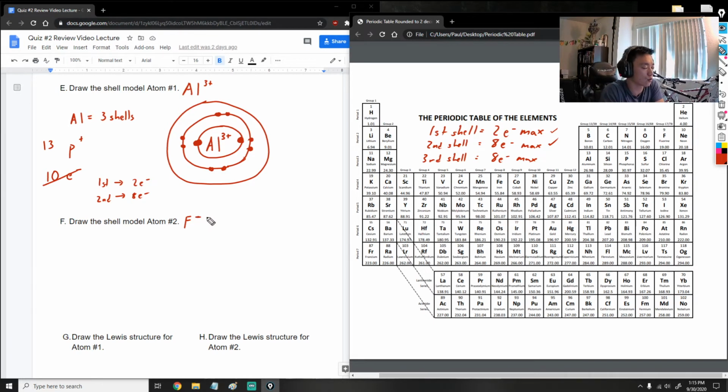Okay, so now we have a problem, right? Because we filled up the first 2 shells, and we always want to start from the inside out. But if you look at this third shell, there's no electrons. There's nothing there. If you remember from your notes, if there's no electrons, that means there's no shell. So since the third shell had no electrons in it, that third shell doesn't exist. It's not a real thing. And so that means that Al3+ doesn't have 3 shells, it has 2 shells. And since Al3+ has 2 shells, this is going to be our shell model.